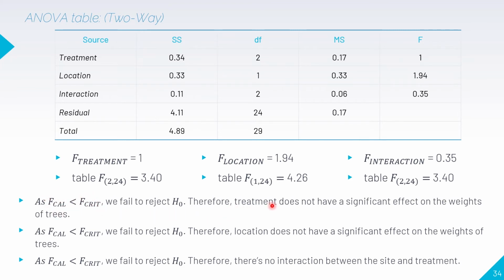Therefore, treatment does not have a significant effect on the weights of the trees. Same as location, it does not have a significant effect on the weights of our trees. And therefore, there's no interaction between the site and the treatment. So that's all for our two-way ANOVA, which has two independent variables, and the one-way only has one.